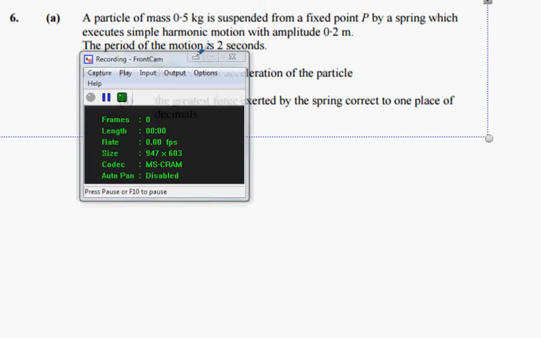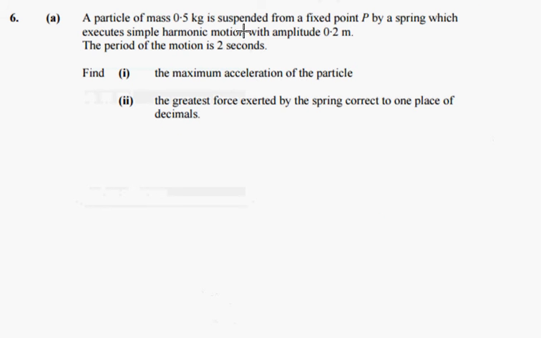Okay. A particle of mass 0.5 kilograms is suspended from a fixed point P by a spring which executes simple harmonic motion with amplitude 0.2 meters. The period of the motion is 2 seconds. Find the maximum acceleration of the particle.